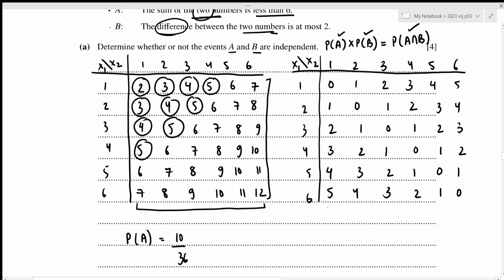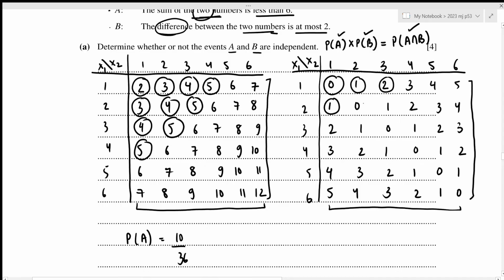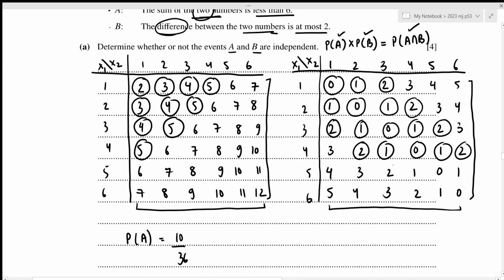Okay, remember we still have 6 times 6 possibilities, so the total possibilities will be 36. And for event B, we're looking for the difference between two numbers, at most 2. So that will be 1, 2, 3, 4, 5, 6, 7, 8, 9, 10, 11, 12, 13, 14, 15, 16, 17, 18, 19, 20, 21, 22, 23, 24.